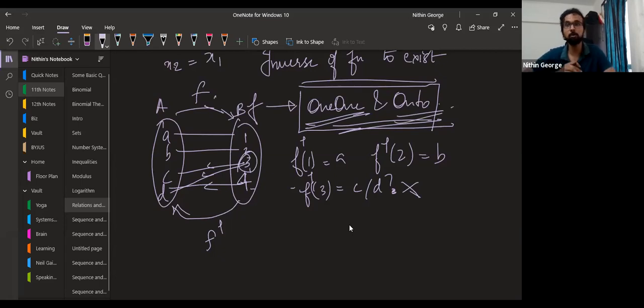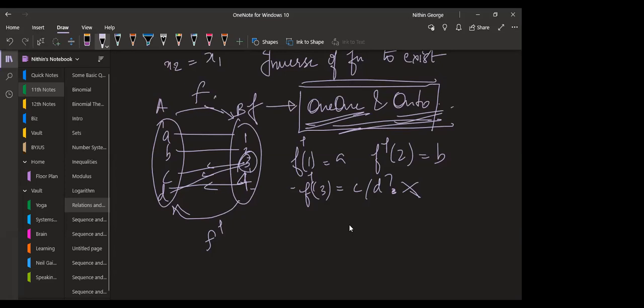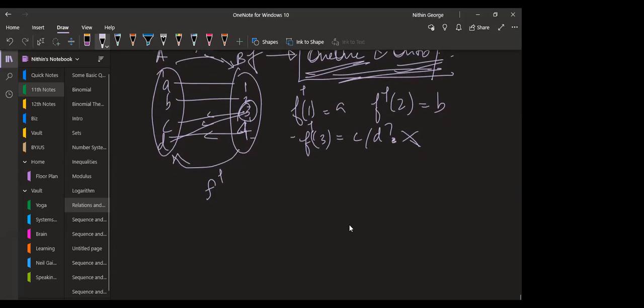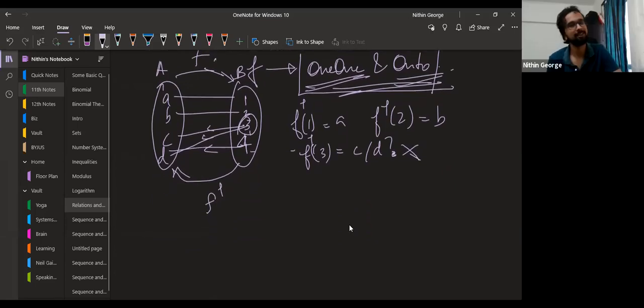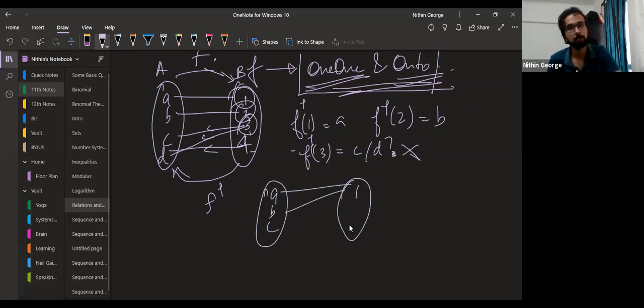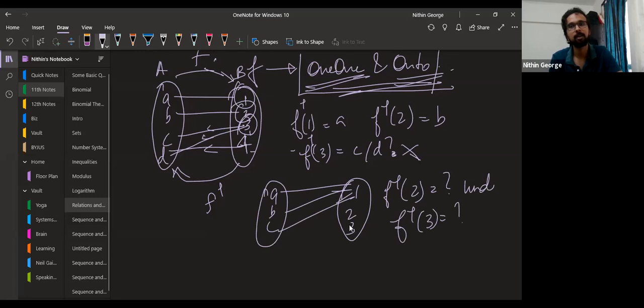Now, why do we need onto? Why do we need onto? Sir, when we take it from B to A, some of the elements in the domain will be missing. The function will not be defined. Lovely. I'm so happy you guys are understanding this. So, if it wasn't onto, what will happen? What is F inverse 2? What is F inverse 3? It's not defined. It's undefined. So F inverse is not a function.